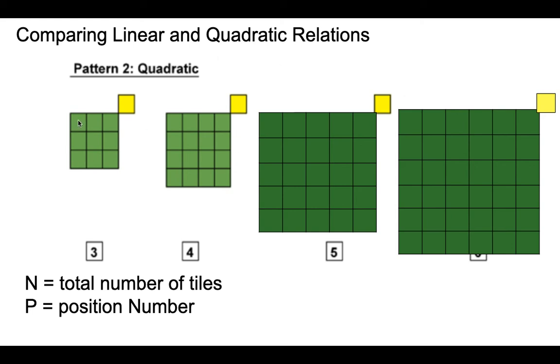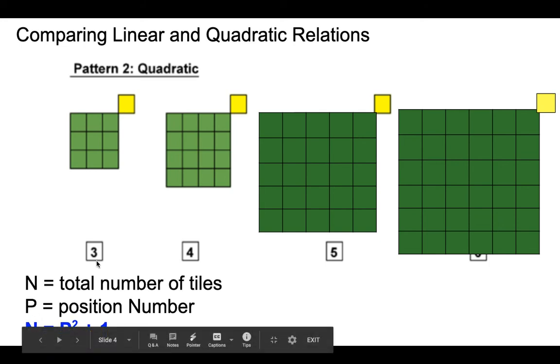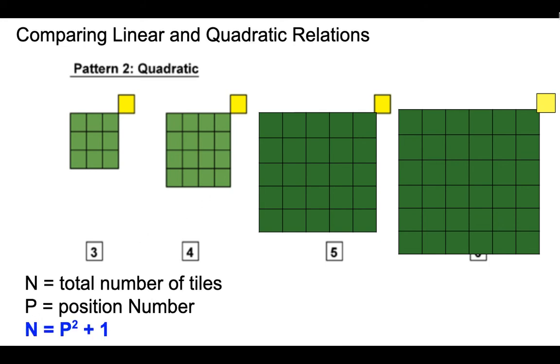Well, notice how we have 3 by 3, so that's 3 squared. Notice how it's in a square, so that helps us to tell that it's 3 squared plus 1. So it's going to be position number squared plus 1. So our equation is going to be, let me move that out of the way so you can see that. The equation is going to be the total number of tiles is equal to the position number squared plus an additional tile. And that works for these, right?